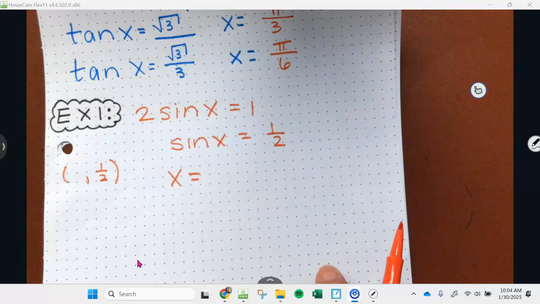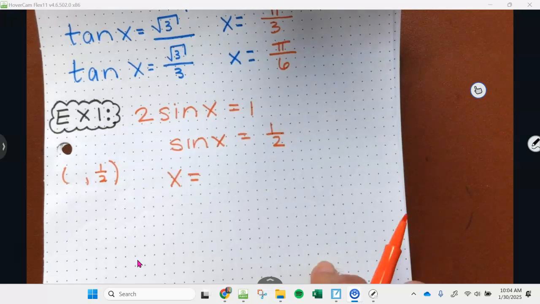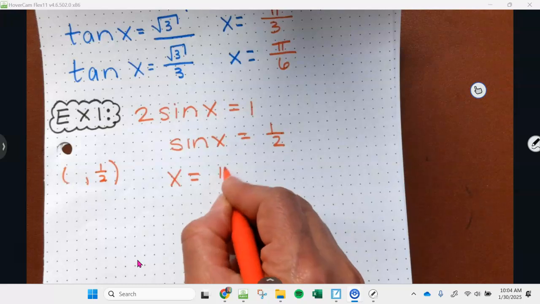Let me make sure. Yes, that is 30 degrees. And what's the radians? We always write them in radians. Do you have the radians in there? Yeah, it's pi over 6 for sure. So we're going to write pi over 6.